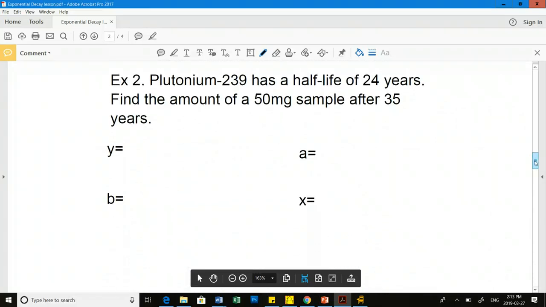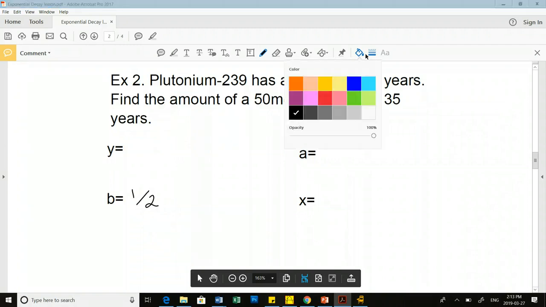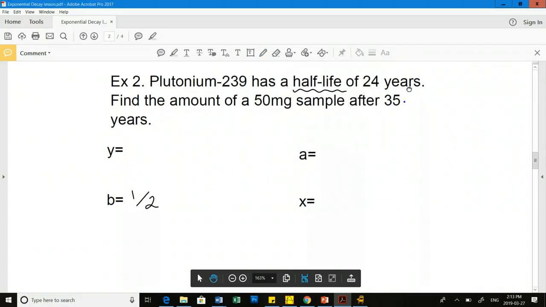All right, let's take a look at another element here. Plutonium-239 has a half-life, so there's that half-life thing again. When I see half-life, I know my b is a half. That's talking about my decay factor of 24 years. That has to do with time, so that part is going to have to do with x.